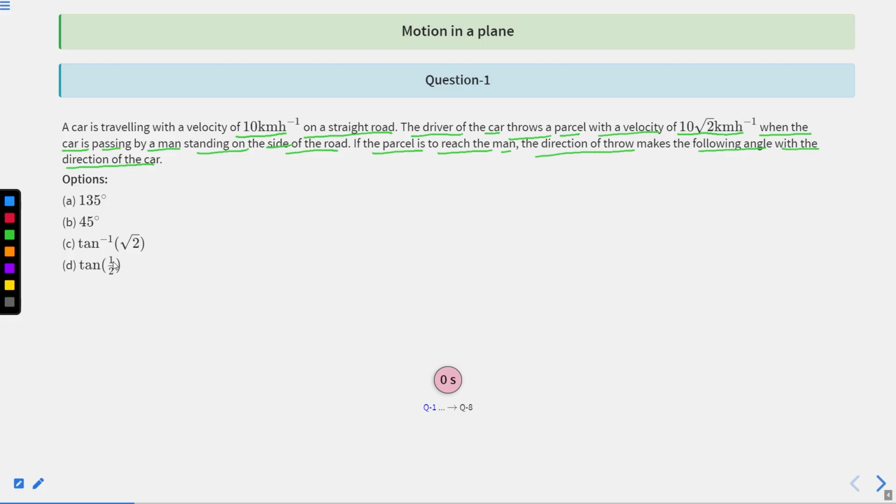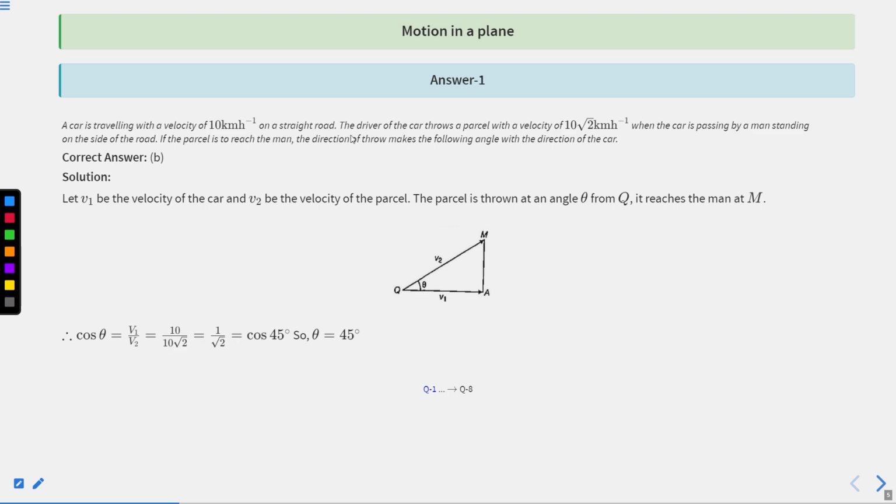Let's find the solution. According to the question, the car is traveling with a velocity of 10 km per hour on a straight road. The driver throws a parcel with velocity 10 root 2 km per hour. The car is passing by a man standing on the side of the road, and the parcel reaches the man. We have to find the angle the direction of throw makes.